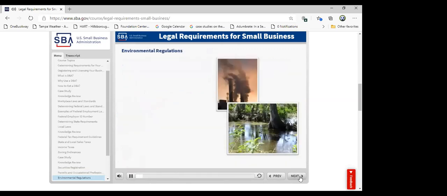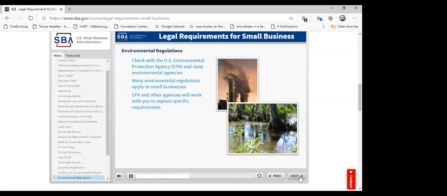If your business operation has any impact on the local environment, you will need to check with the U.S. Environmental Protection Agency, EPA, and state environmental agencies. Many environmental regulations apply to small businesses, and the EPA and other agencies will work with you to explain specific requirements. Commonly required environmental permits involve the Clean Air Act, risks to endangered species, and use of wetlands. You can get specific information on environmental issues and regulations that may affect your business from the EPA by visiting their compliance website.